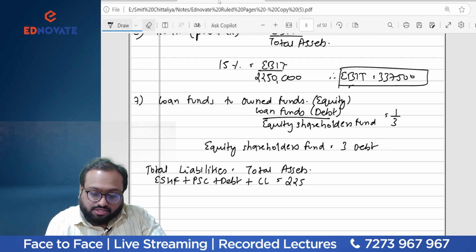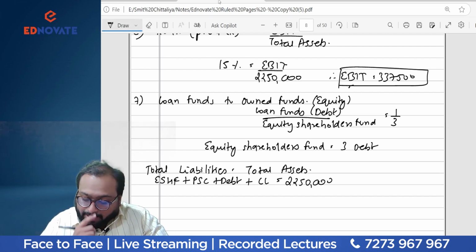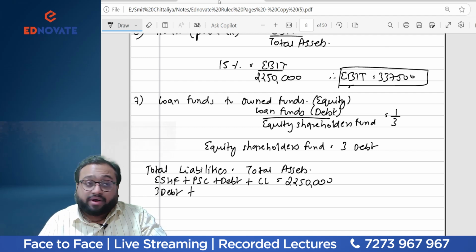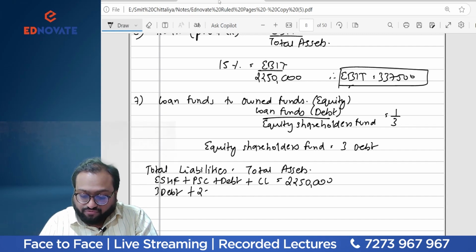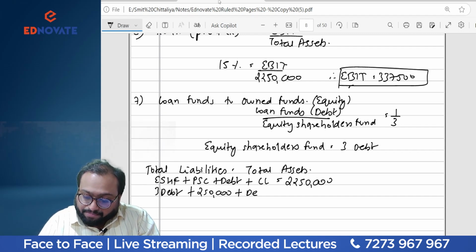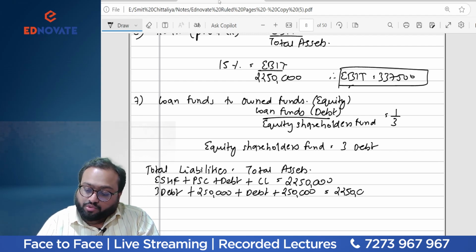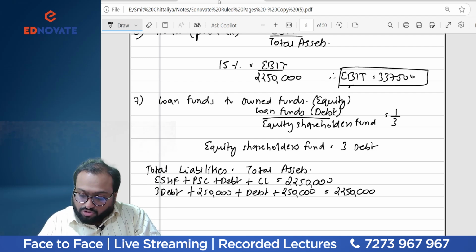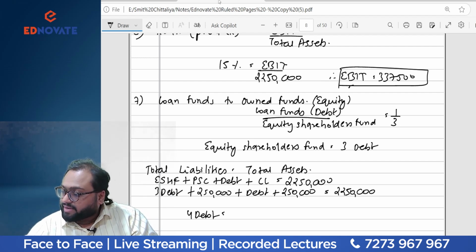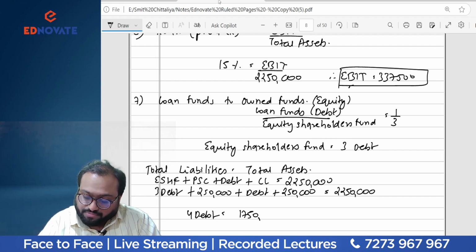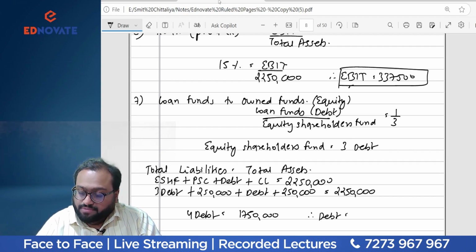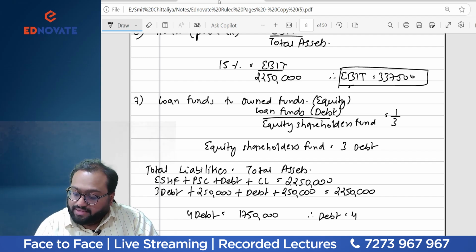which is total assets, my 20,50,000. My equity shareholder fund will be 3 debt, as we have just written right now, plus preference share capital, 25,000 shares of 10 each, so it will be 2,50,000, plus debt, plus current liability of 2,50,000. We have already calculated in the first working note, this is equal to 22,50,000. Now this will be 4 debt. 4 debt is equal to 22,50,000 minus 5 lakh, which will be 17,50,000. Therefore debt will be how much, sir? Divide by 4, I'll get 4,37,500 as my debt capital.